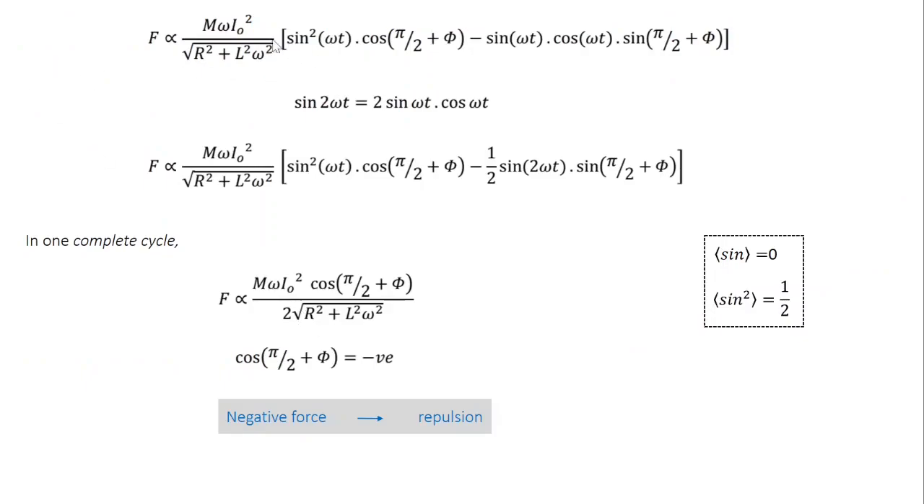Now take the sine term inside. So this becomes sine square omega t into cos pi by 2 plus phi minus sine omega t cos omega t sine pi by 2 plus phi. Sine 2 omega t is 2 sine omega t cos omega t. So I can write sine omega t cos omega t as half into sine 2 omega t. So the net force is proportional to M omega I naught square over the square root of R square plus L square omega square, multiplied by sine square omega t into cos pi by 2 plus phi, minus half into sine 2 omega t multiplied by sine pi by 2 plus phi.